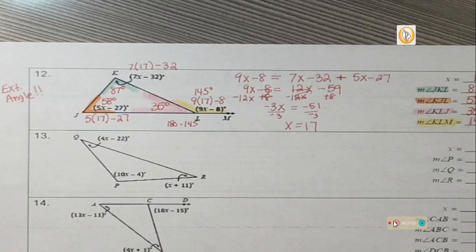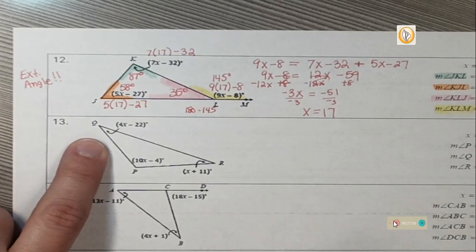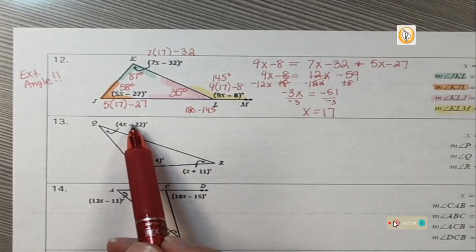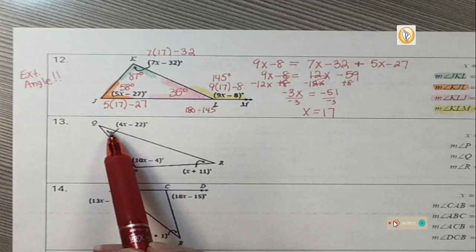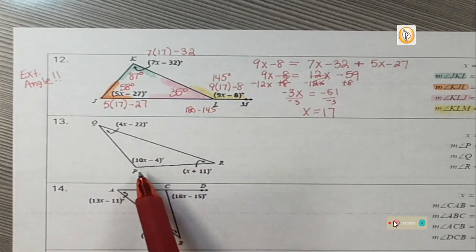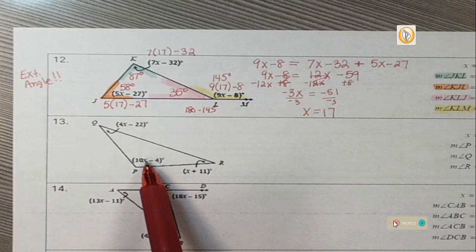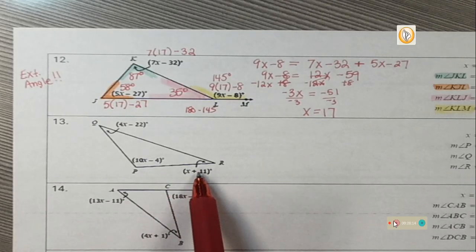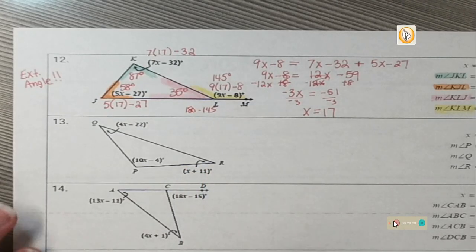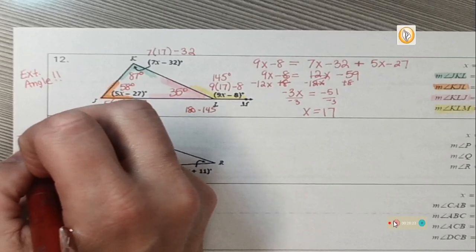All right, so all of these problems are going to be all mixed up. When you approach number 13, you need to look at your angles. Look at what I told you. 4x minus 22, is that an interior or exterior angle? Inside or outside? Inside, interior. All right, 10x minus 4, is that interior or exterior? Interior is inside. x plus 11, is that interior or exterior? It's inside, so it's interior. That means this is triangle sum.